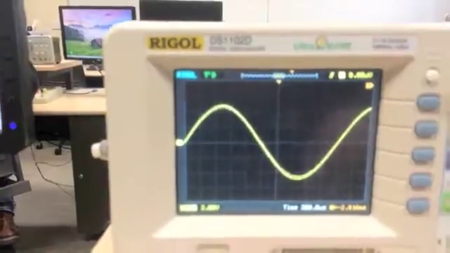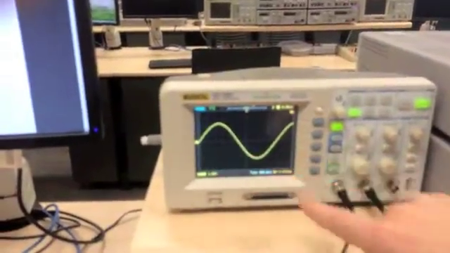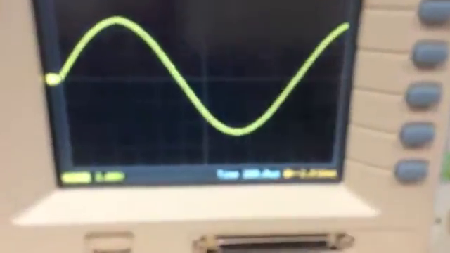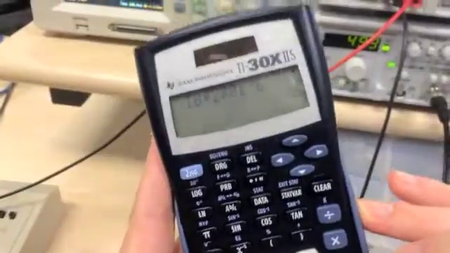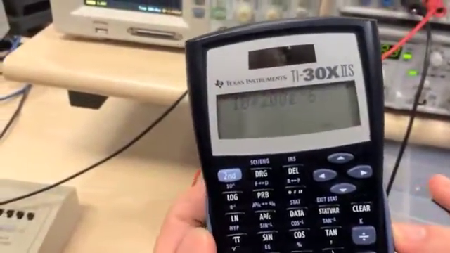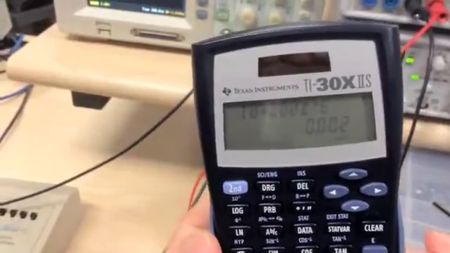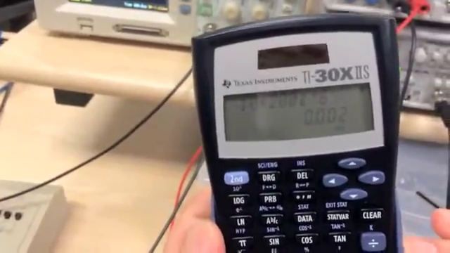It's 10 divisions. We see 10 divisions left to right along the x-axis, and our unit for the x-axis is 200 microseconds, which is 10 to the negative 6 seconds. 10 divisions times 200 microseconds, and micro is a metric prefix 10 to the negative 6. This will give us our period, which is 2 1,000ths of a second, 2 milliseconds.